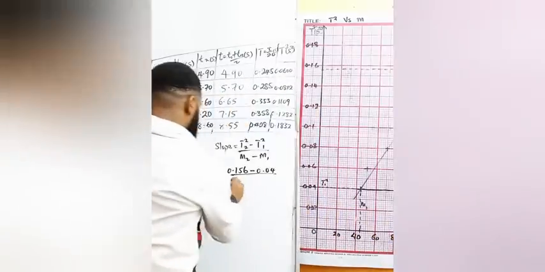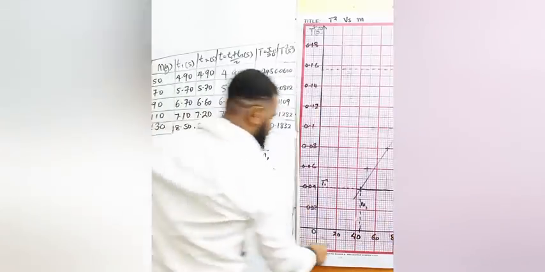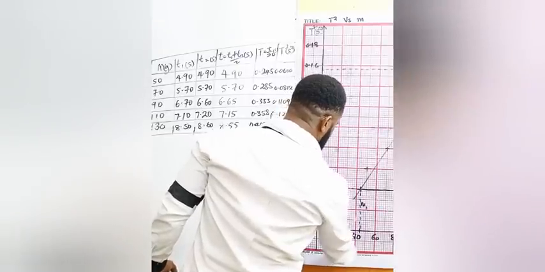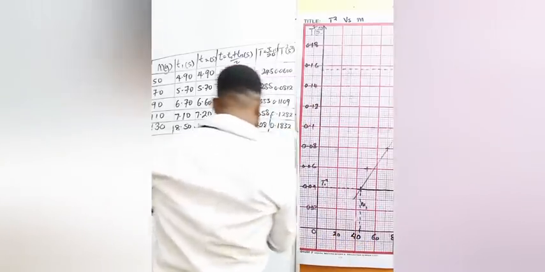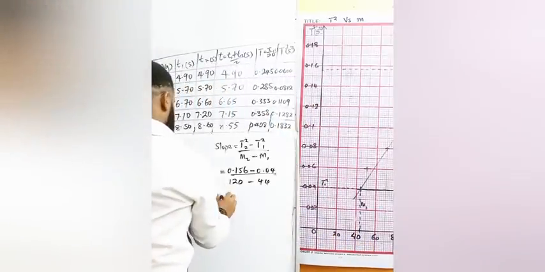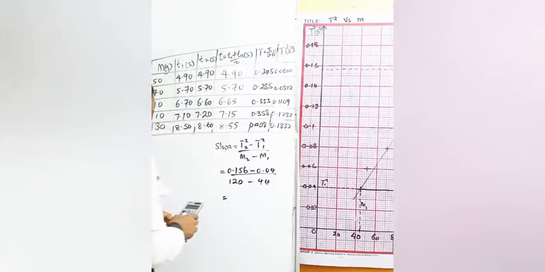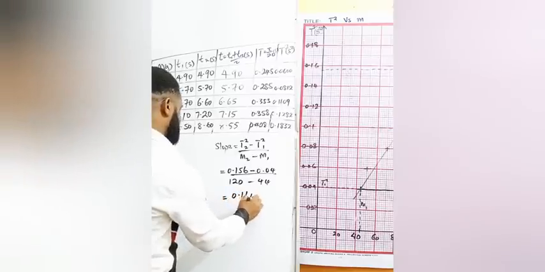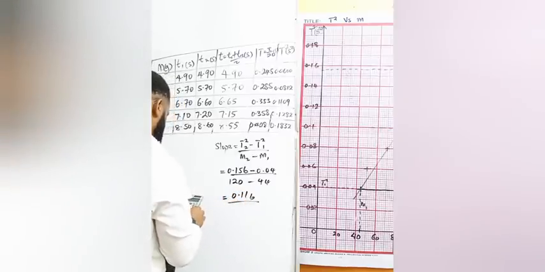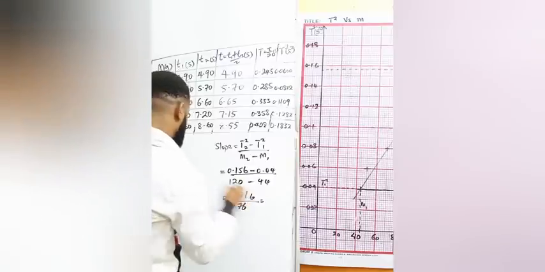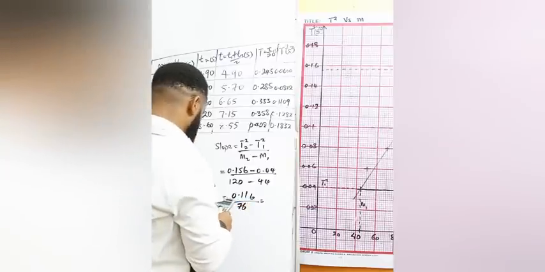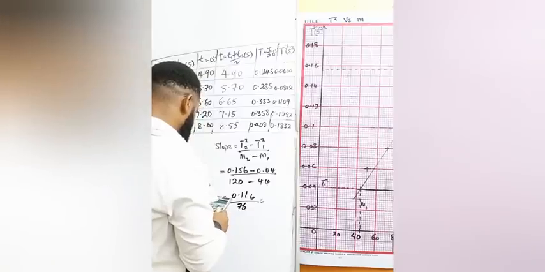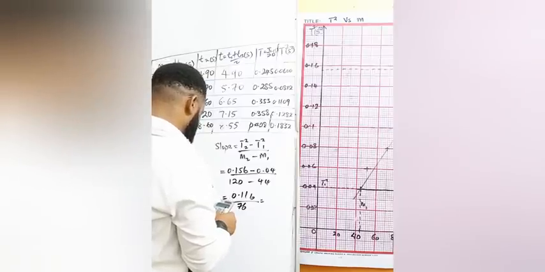This is 120 minus, this is, remember each line here represents 2. This is 42, 44. So the slope is going to be 0.156 minus 0.04, 0.116, over 120 minus 44, which is 76, which is going to be equal to 0.116 divided by 76.